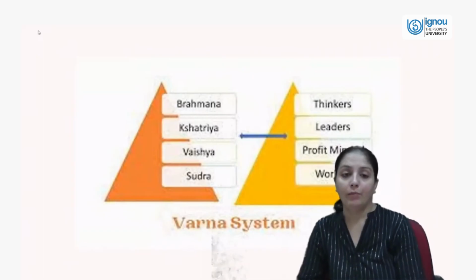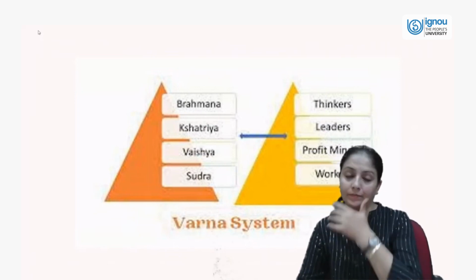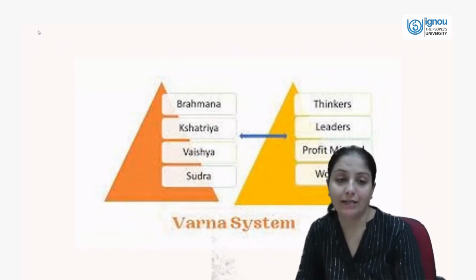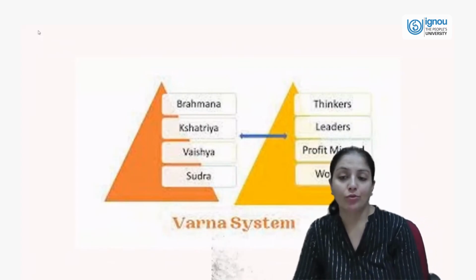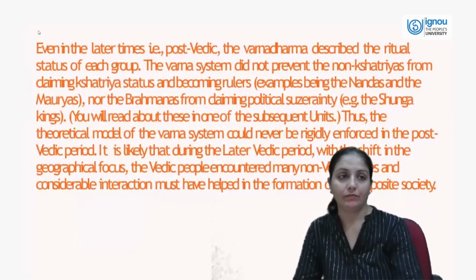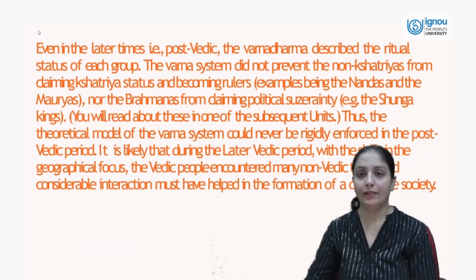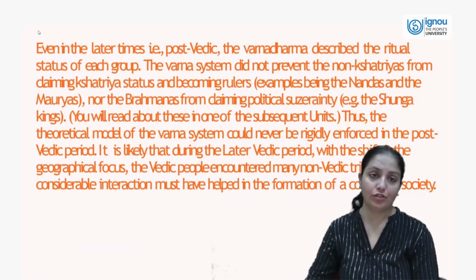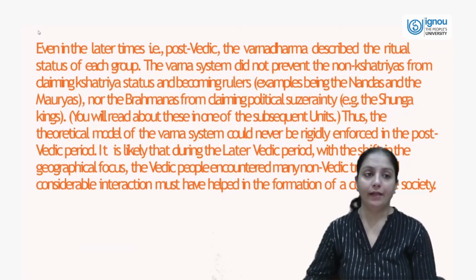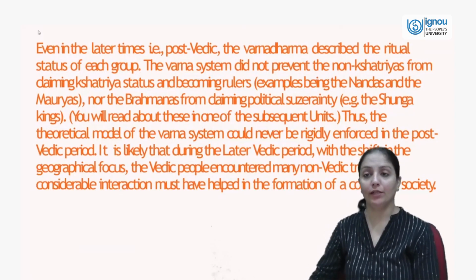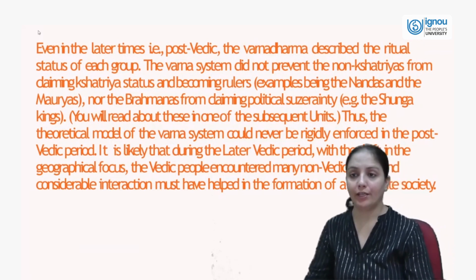Yes, we can see Brahman, Kshatriya, Vaishya, Shudra: thinkers, leaders, profit-minded, and workers. The other names of these varnas: Brahman, thinkers; Kshatriya, leaders; Vaishya, profit-minded; Shudra, workers. Even in later Vedic times, post-Vedic, the Varna dharma described the ritual status of each group. The Varna system did not prevent the non-Kshatriyas from claiming Kshatriya status and becoming rulers, nor the Brahmins from claiming political suzerainty.